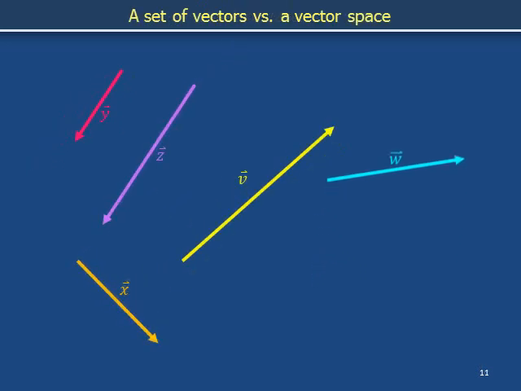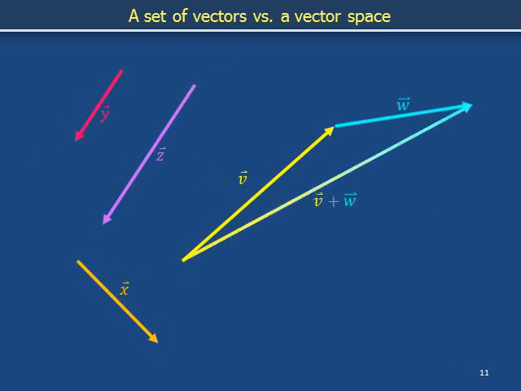Place the tail of vector w at the head of vector v. The vector connecting the tail of v to the head of w is denoted vector v plus vector w and called the resultant of adding w to v. Notice that we obtain the same resultant if we reverse the order of addition.